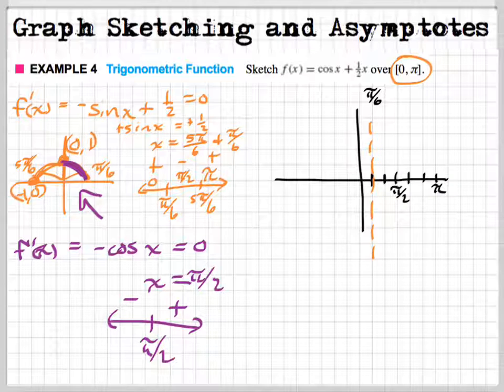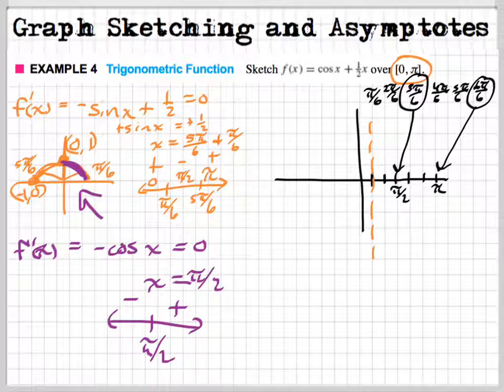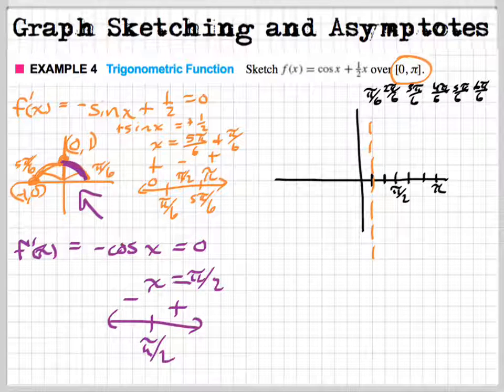We got pi over 6, 2 pi over 6, 3 pi over 6, 4 pi over 6, 5 pi over 6, and 6 pi over 6. I'm not lined up, but I just wanted to write all these out so you guys can see them. 3 pi over 6 will simplify down to pi over 2, and 6 pi over 6 will simplify down to pi. Alrighty, now we got another critical point at 5 pi over 6, so I'm going to draw another dotted line right here. And then we also have that inflection point right here at pi over 2.